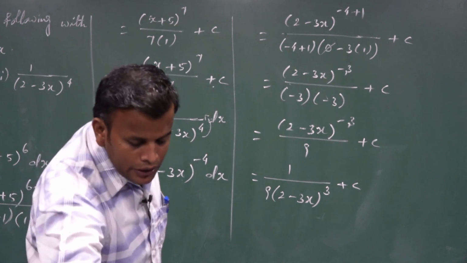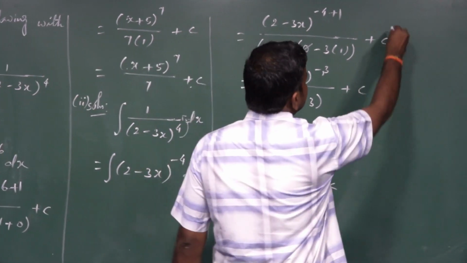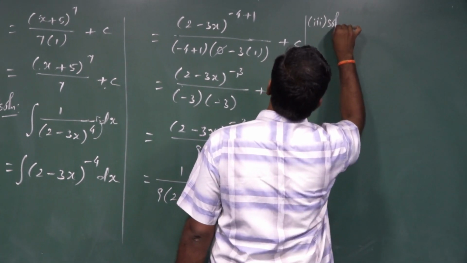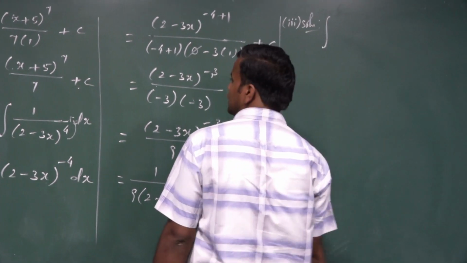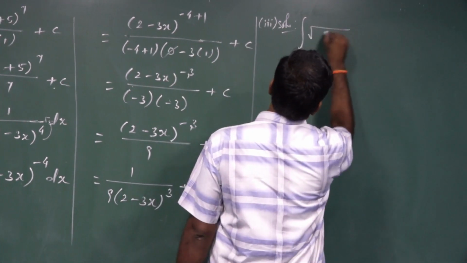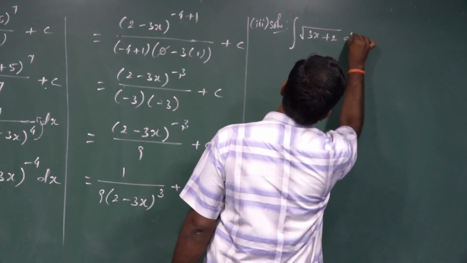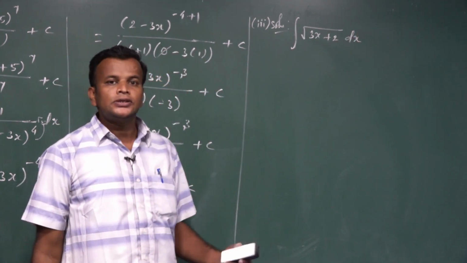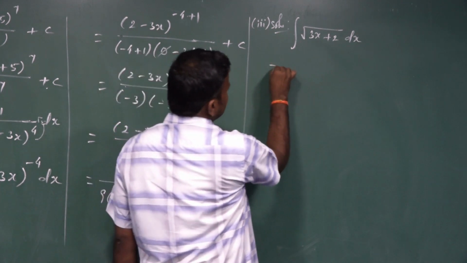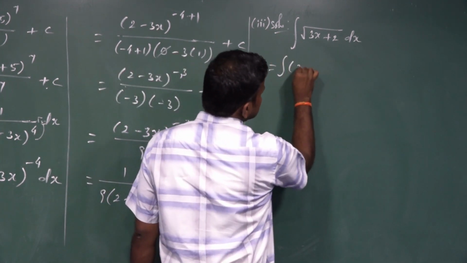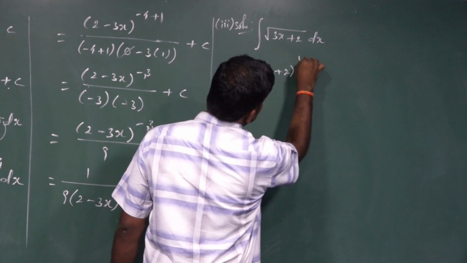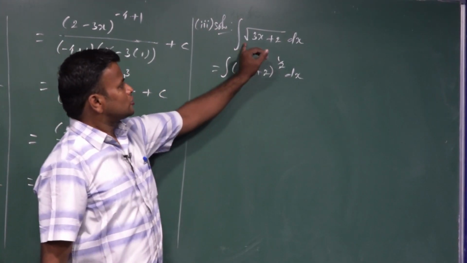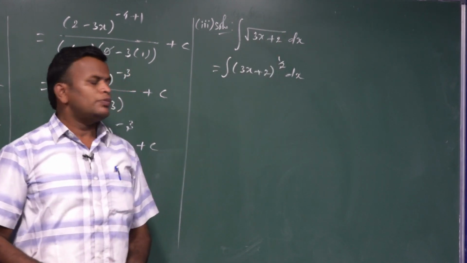Now you see the third one, do you have any idea? What is the third one? We find the integrating of square root of 3x plus 2. The first step, we write the square root as (3x plus 2) whole power 1 by 2 into dx. You know very well, a square root we write as whole power 1 by 2.